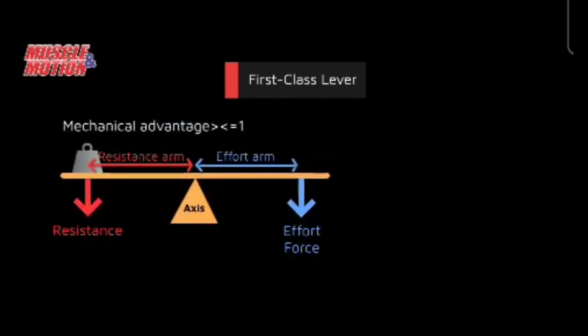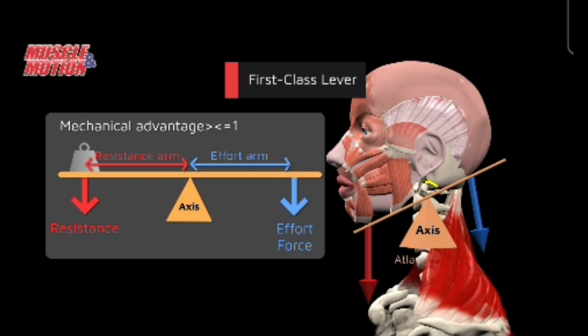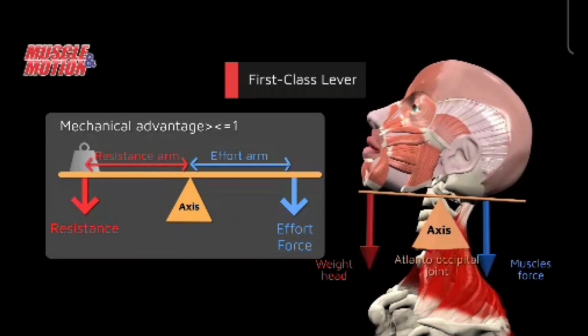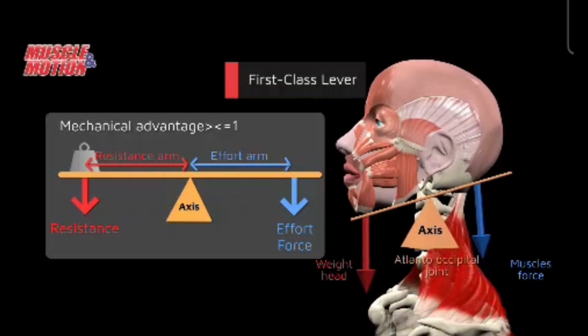An example of a first-class lever is the atlanto-occipital joint located between the head and the first vertebra. In this joint, we can see that the weight, resistance, is the head, the axis is the joint, and the force can come from any of the posterior muscles attached to the skull, such as the trapezius.